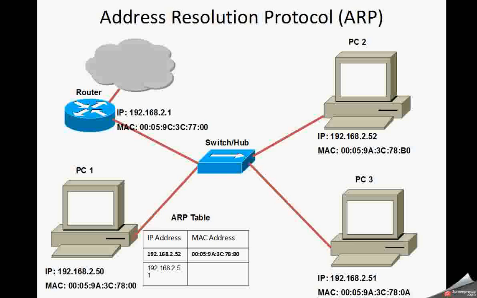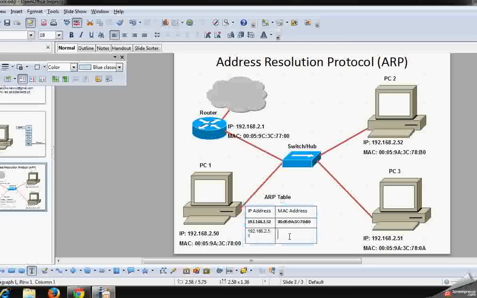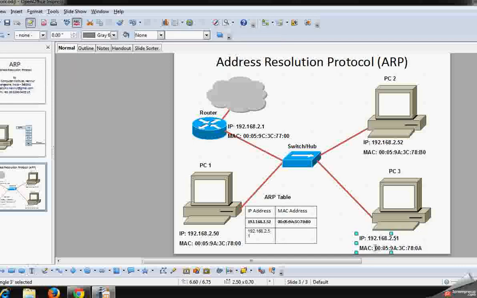Once this message goes to all the PCs, only PC3 will respond back. But PC3 knows that this request came from PC1, so it doesn't have to broadcast to everyone. It will send a targeted response to PC1. And once PC1 receives the response, it will build its ARP table with this MAC address, and now actual protocol communication can start.